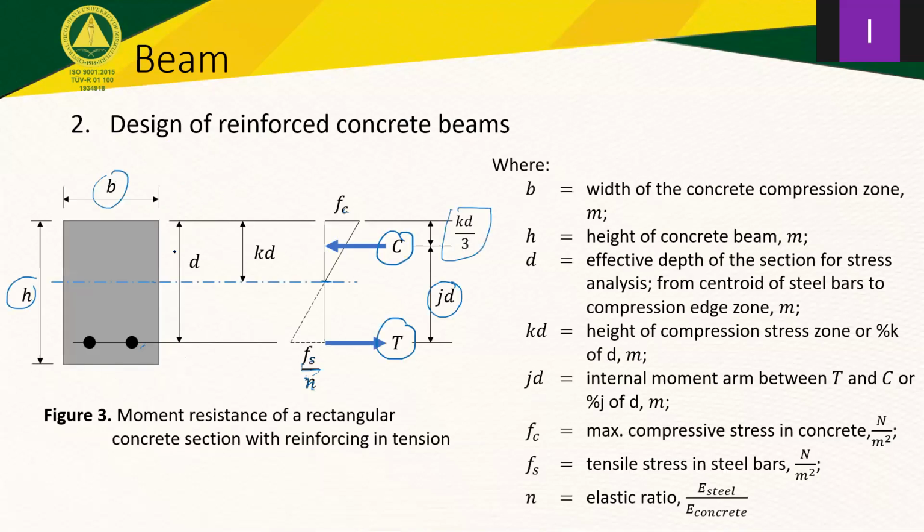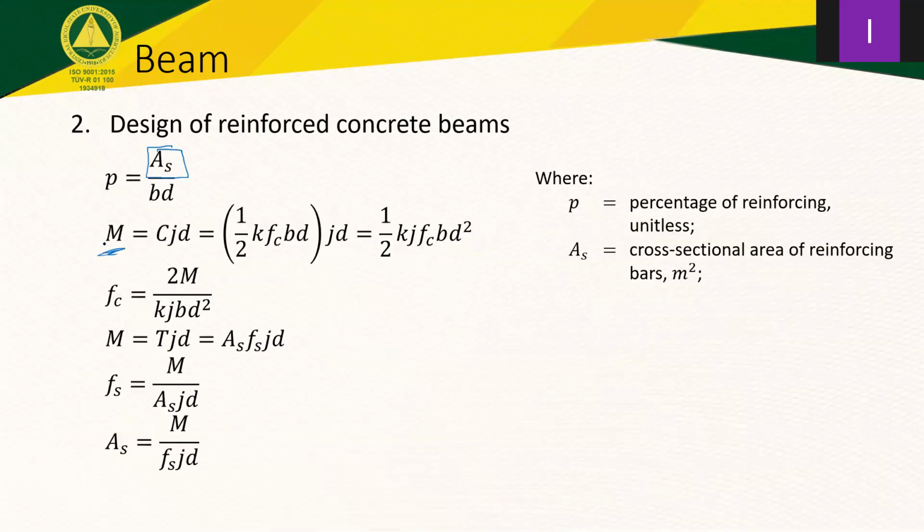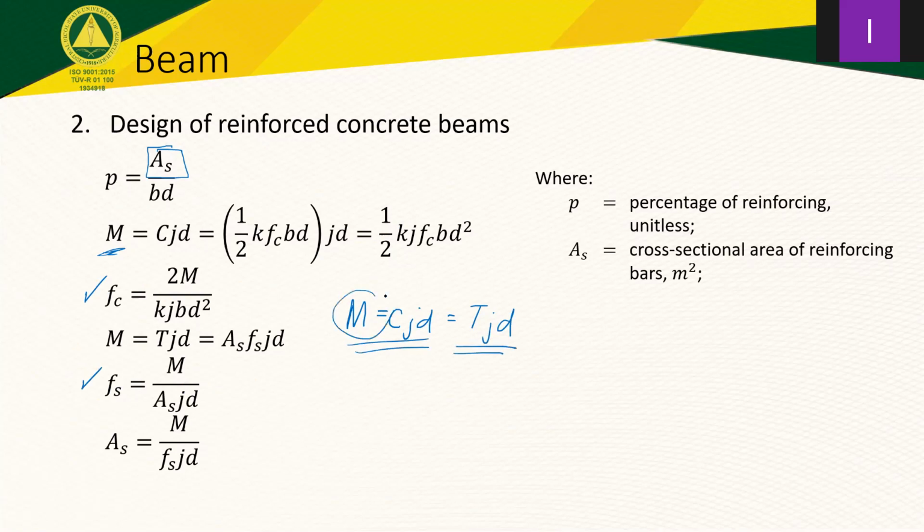We were talking about jd as the internal moment arm between T and C. So M is equal to Cjd as much as Tjd. But we are going to arrive at different formulae so that we can solve for the fc and the fs separately using different equations. We have again the same bending moment. Now the As, we can also solve using the moment.